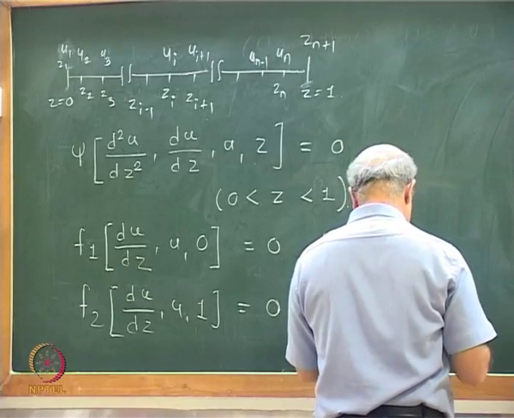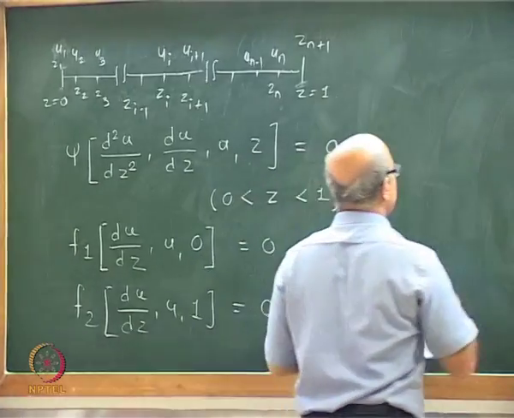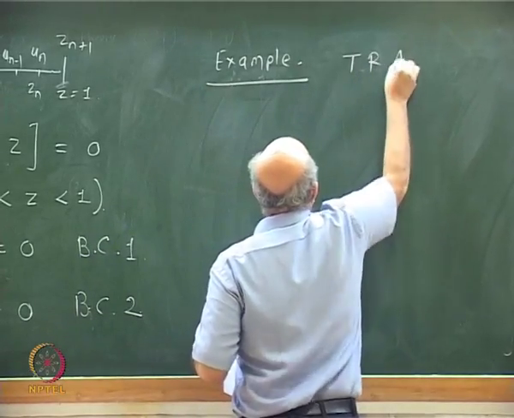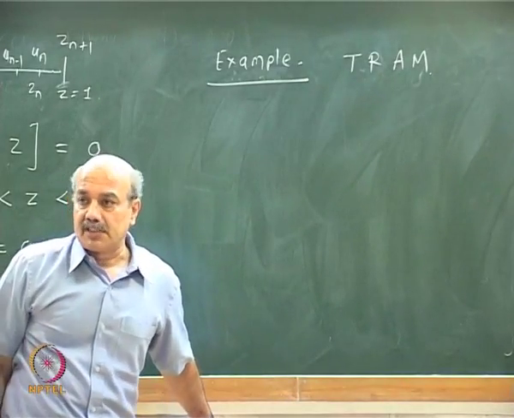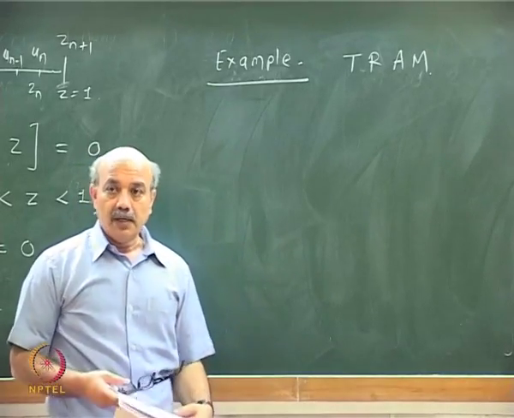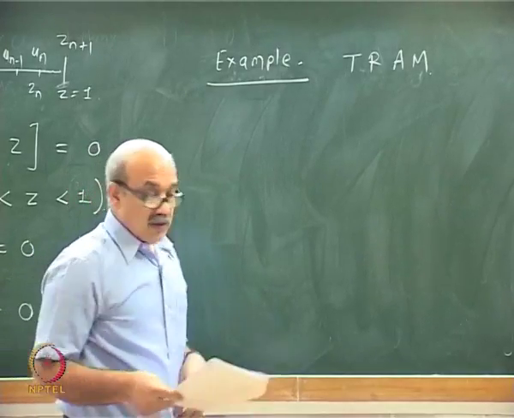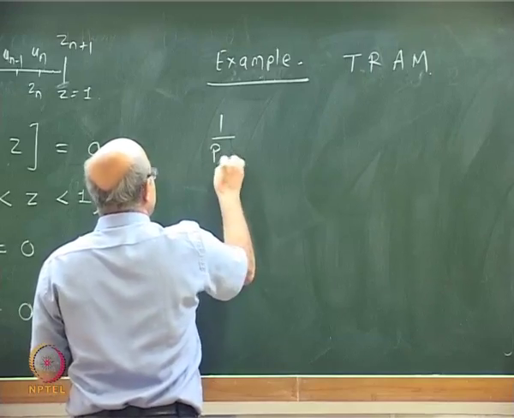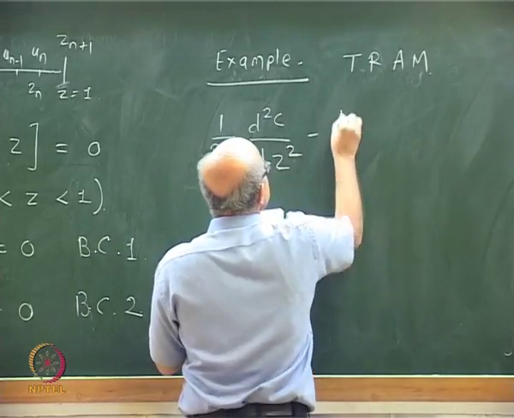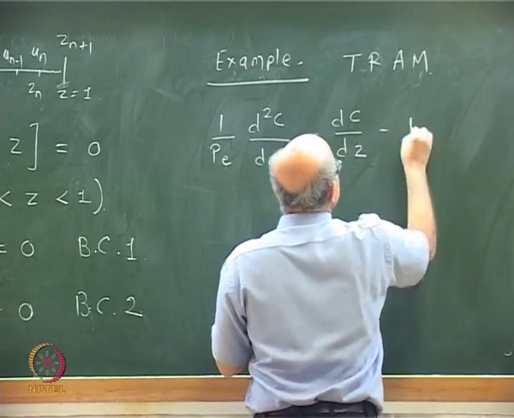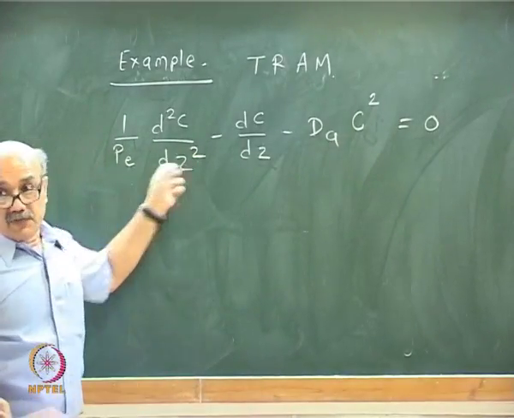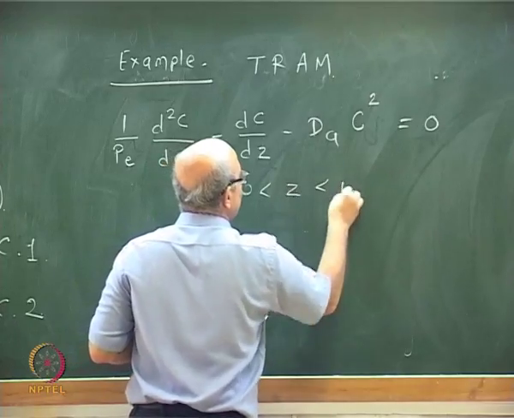Okay, so this is our tubular reactor with axial mixing. This is the problem which we have looked at earlier when we studied the finite difference method. The associated ordinary differential equation is 1 by Peclet number into d2c by dz square minus dc by dz minus Da c square equal to 0. So this is the ordinary differential equation that should hold between 0 and 1 in z.